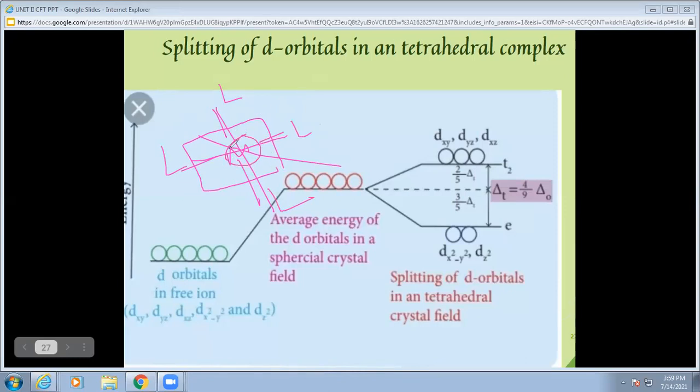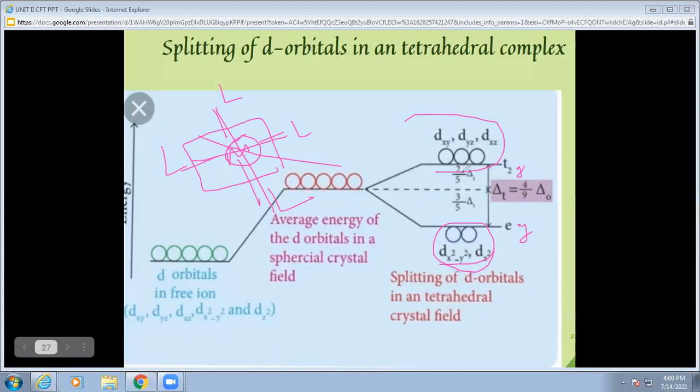Along the axis, dx square minus y square and dz square are the axial orbitals. That's why they settle at lower energy and are more stable. Here, in between the axes, dxy, dyz, dzx get higher energy. This is called the t2 orbitals, triply degenerate. e means doubly degenerate orbitals.